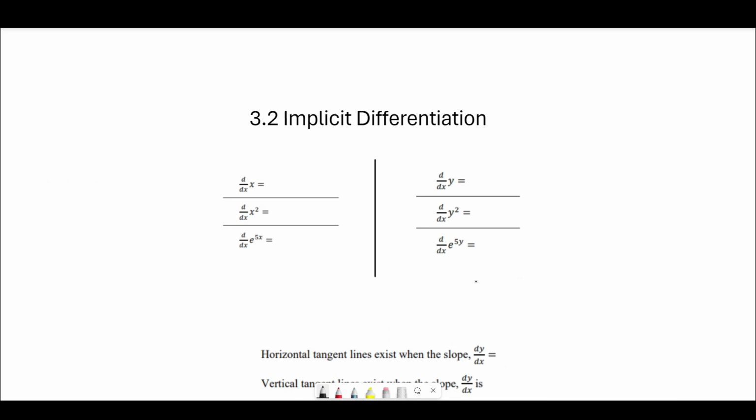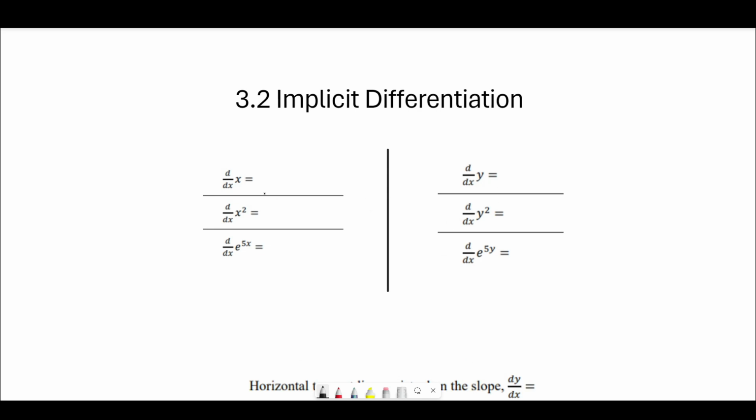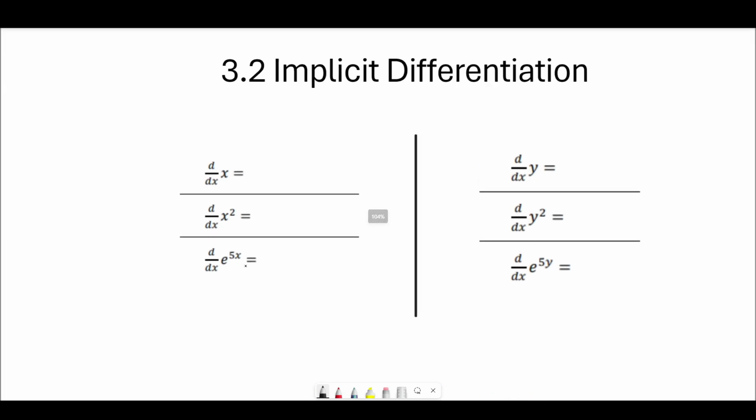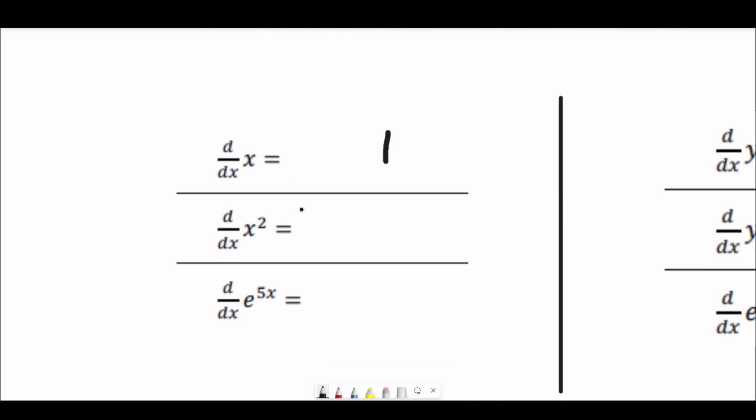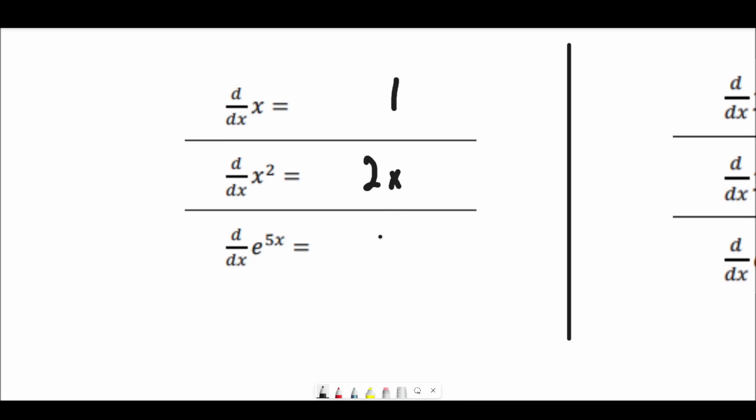So now 3.2 is all about implicit differentiation, and I'll explain that through these two differences. When you take the derivative of x, it's going to be different from taking the derivative of y. Taking the derivative of x is just going to be 1, and then for x squared, use the power rule to get 2x. And then the chain rule for this to get 5e to the 5x.